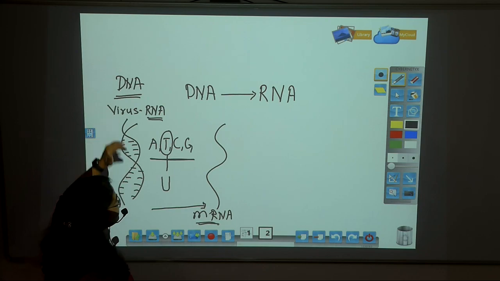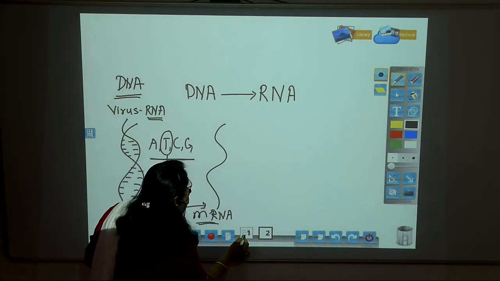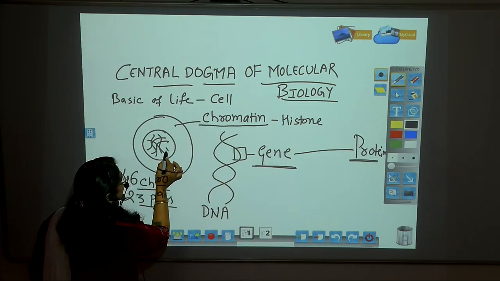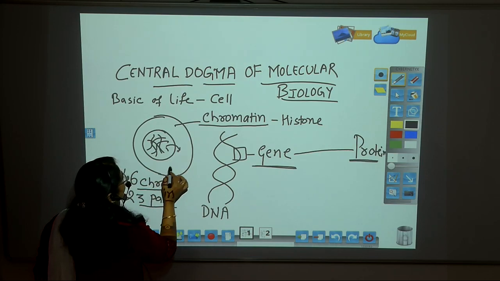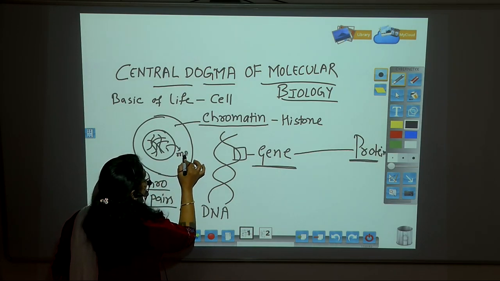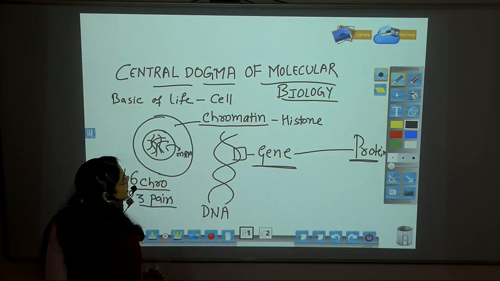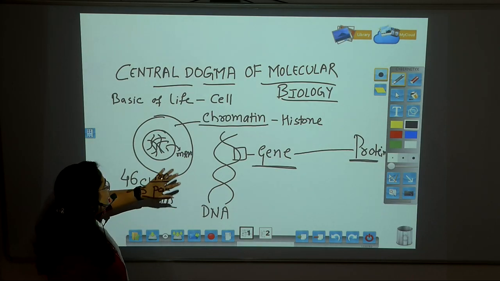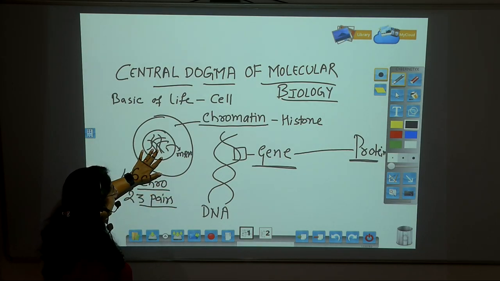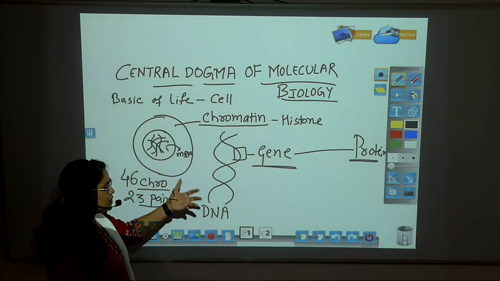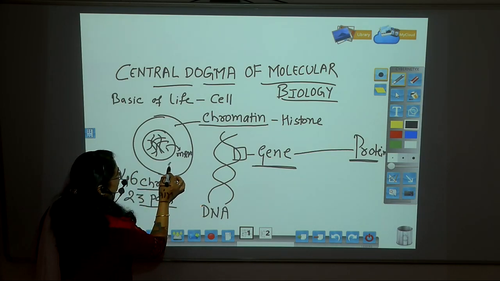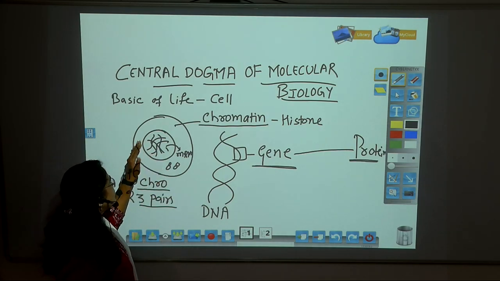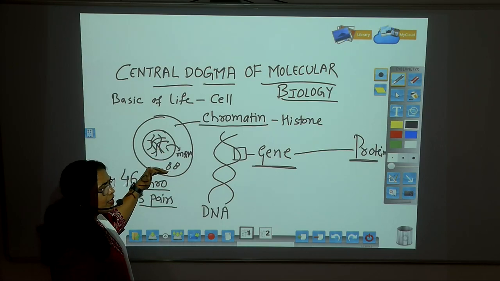Okay, so DNA is present in the nucleus. The DNA from the nucleus will form RNA, and it will come into the cytoplasm. See, protein synthesis will take place only in the cytoplasm. It will not take place in the nucleus. The protein synthesizing machinery, we call it ribosomes, is present in the cytoplasm, and hence the synthesis of protein will be carried out in the cytoplasm.